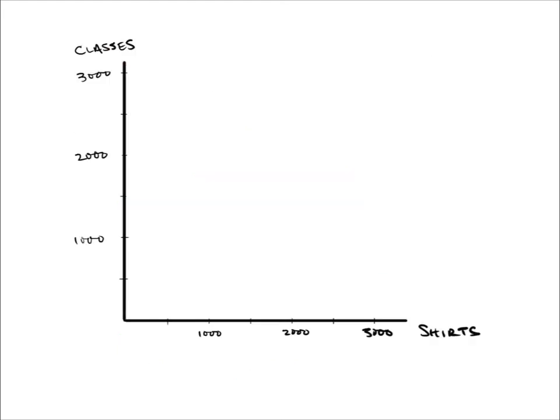So let's go to a graph. I'm going to graph out number of classes that I could teach versus number of shirts that I could produce. Remember, I have 250 days in a year. Each day I can teach 5 classes. So at one extreme, if I spend all my time teaching, 250 days times 5 classes a day, I could teach 1,250 classes in a year, but then I would have no shirts.